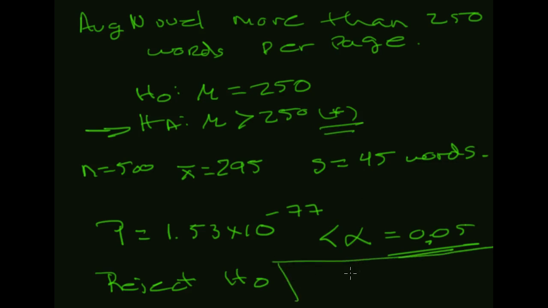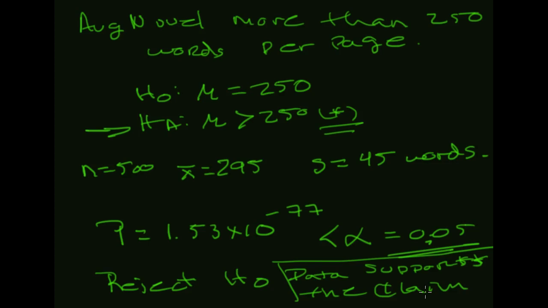So I can say that the data supports the claim, that the average number of words per page in a novel is over 250. So my statistical sample definitely supports that claim.